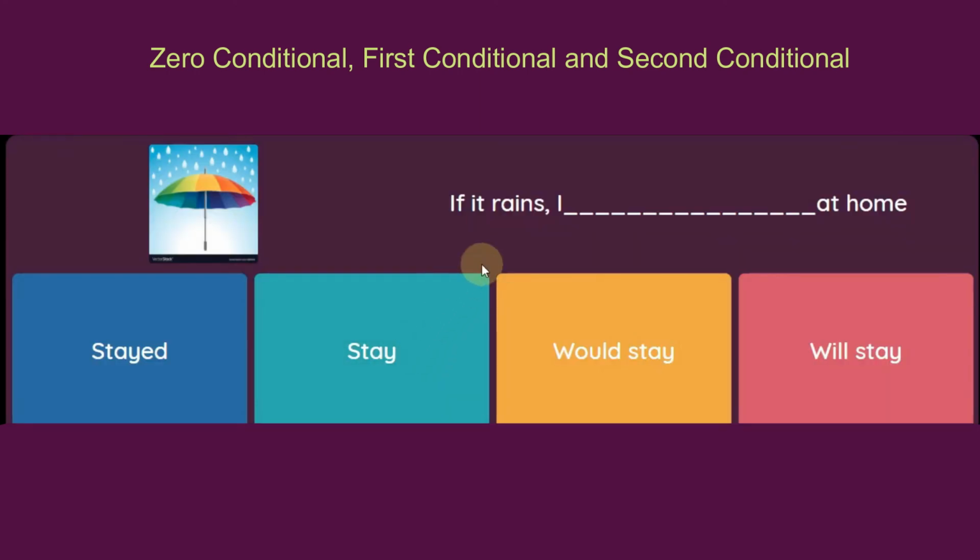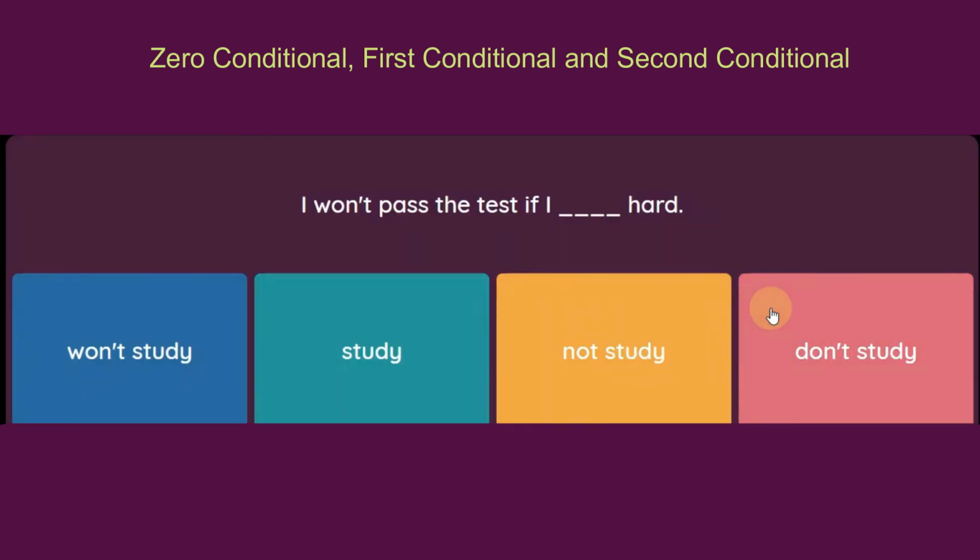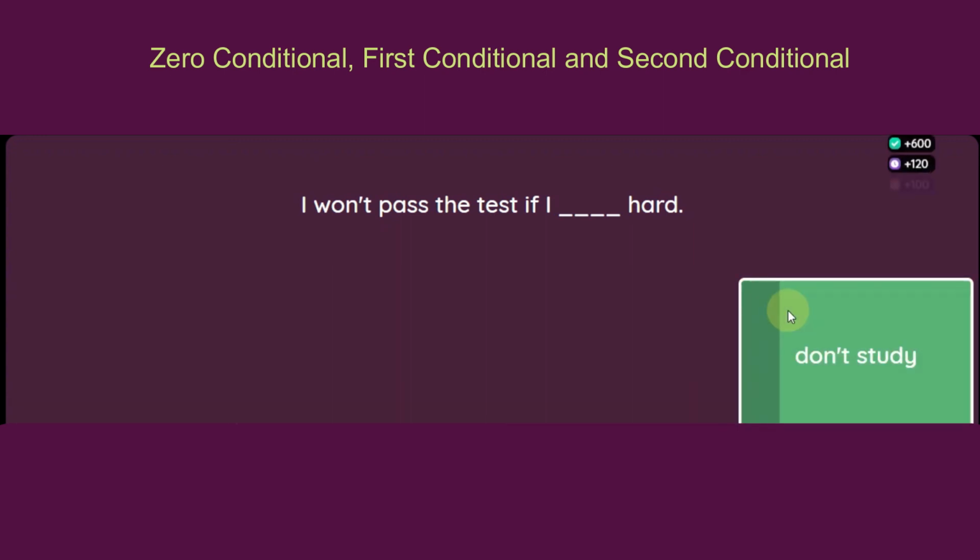Question 5. If it rains, I at home. This is the first conditional. So the answer is will stay at home. Question 6. I would not pass the test if I had. Yes, the answer is don't study hard.